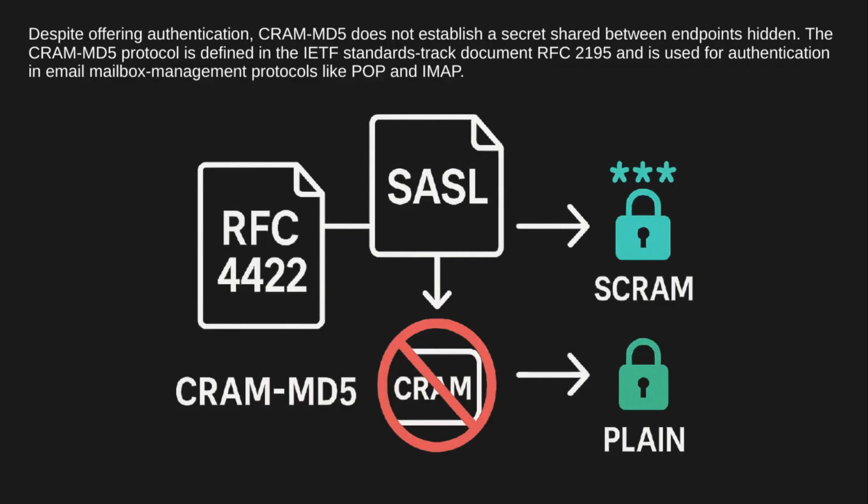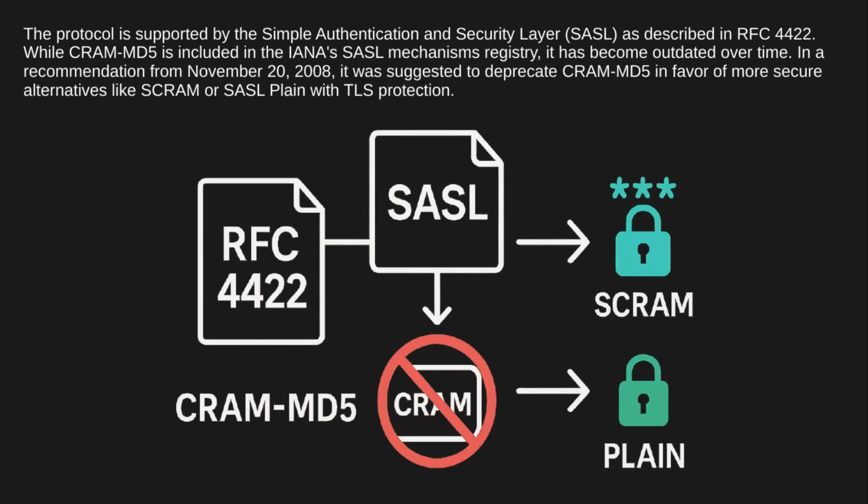The CRAM-MD5 protocol is defined in the IETF Standards Track document, RFC 2195, and is used for authentication in email mailbox management protocols like POP and IMAP. The protocol is supported by the Simple Authentication and Security Layer, SASL, as described in RFC 4422. While CRAM-MD5 is included in the IANA's SASL Mechanisms Registry, it has become outdated over time. In a recommendation from November 20, 2008, it was suggested to deprecate CRAM-MD5 in favor of more secure alternatives like SCRAM or SASL PLAIN with TLS protection.